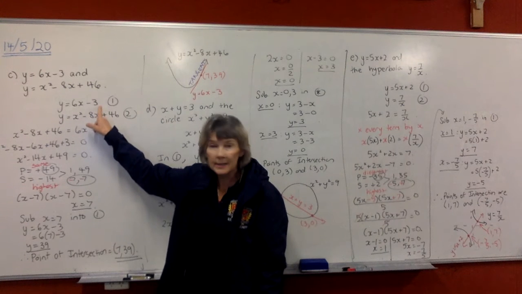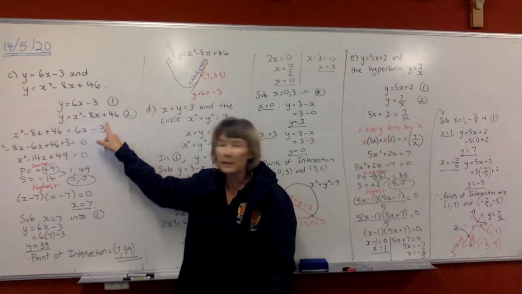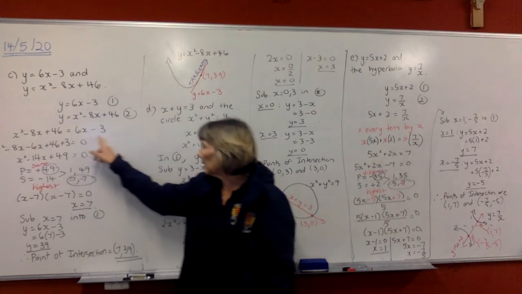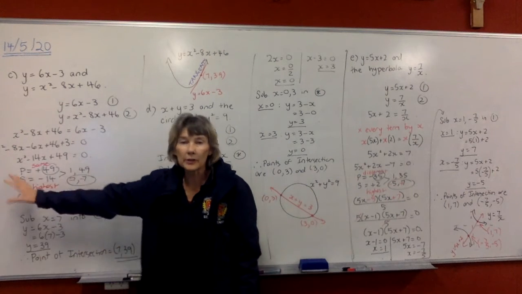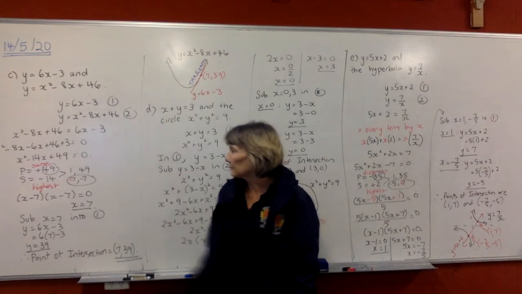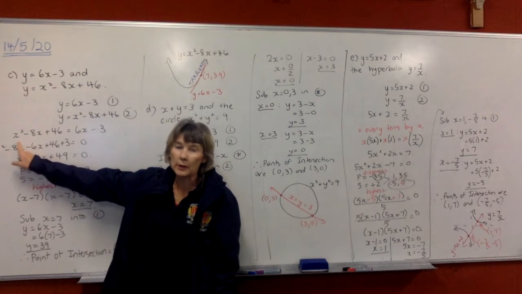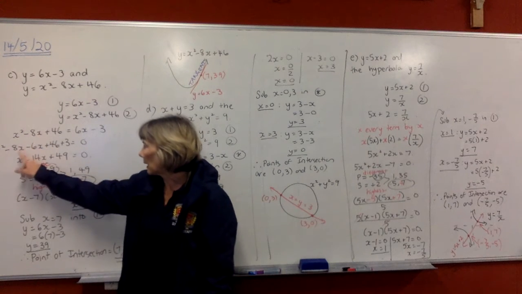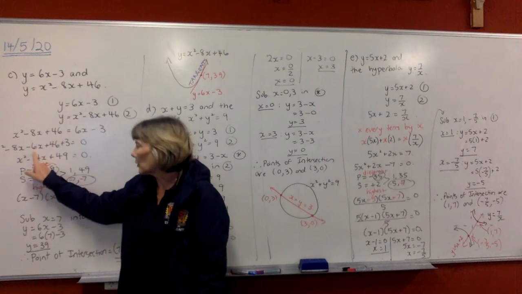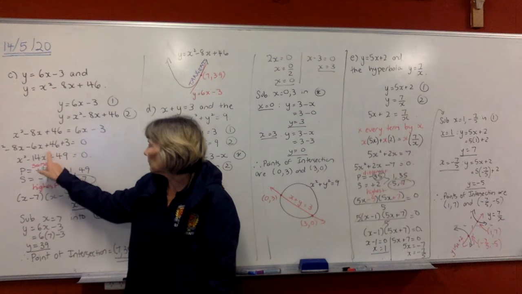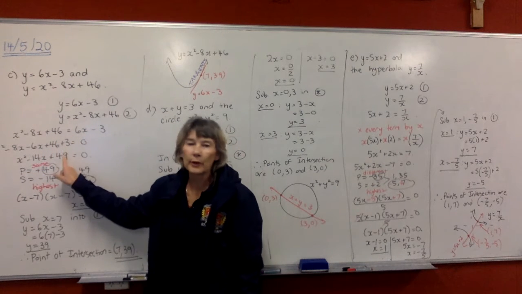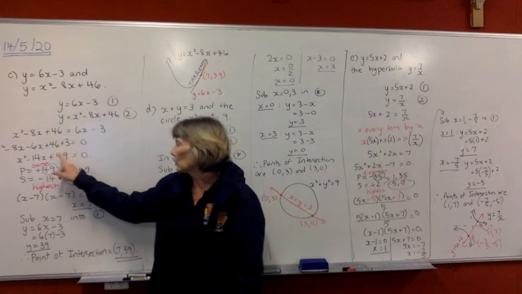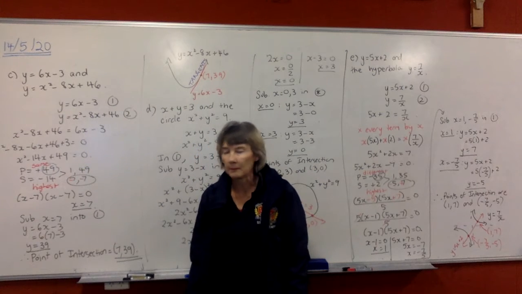So you can put them as 6x minus 3 equals x squared minus 8x plus 46, or the other way around, whichever you want. So I've written it this way. So we're going to make everything go to the left-hand side and keep our 0 on the right, because we can see we're dealing with a quadratic equation. We have to have that 0 on one side. So keep your x squared, keep your minus 8x. Move the 6x over to be minus 6x. Keep your plus 46. Move the minus 3 over to be plus 3. Collect your x's and your numbers, and we have x squared minus 14x plus 49 equals 0.